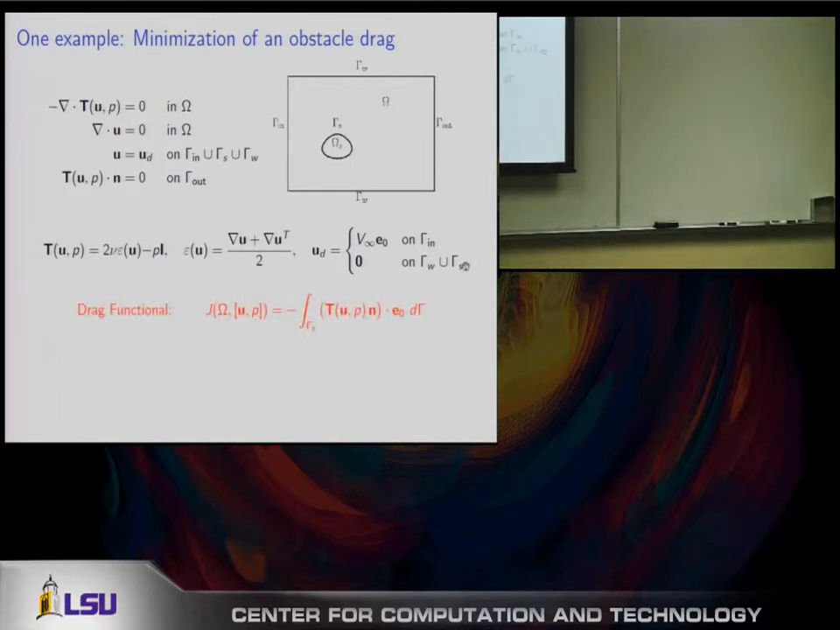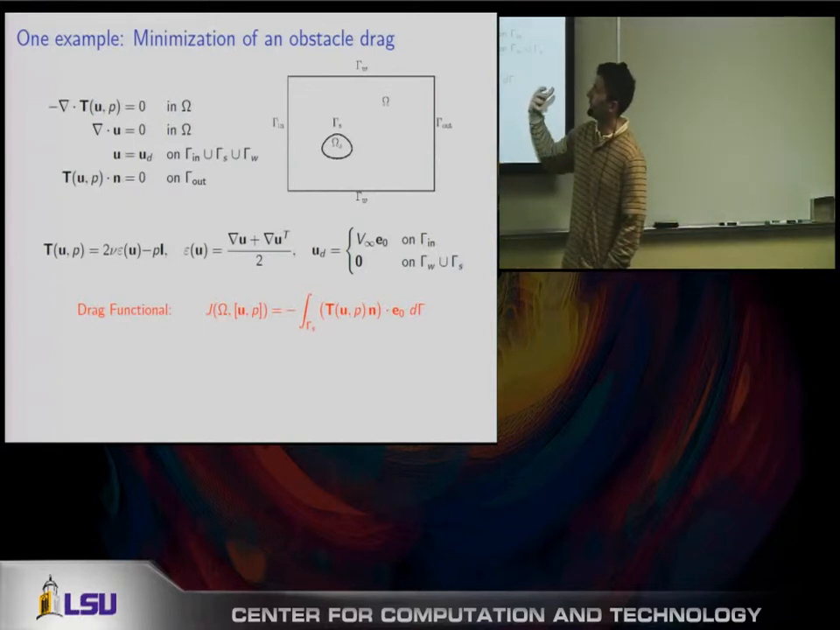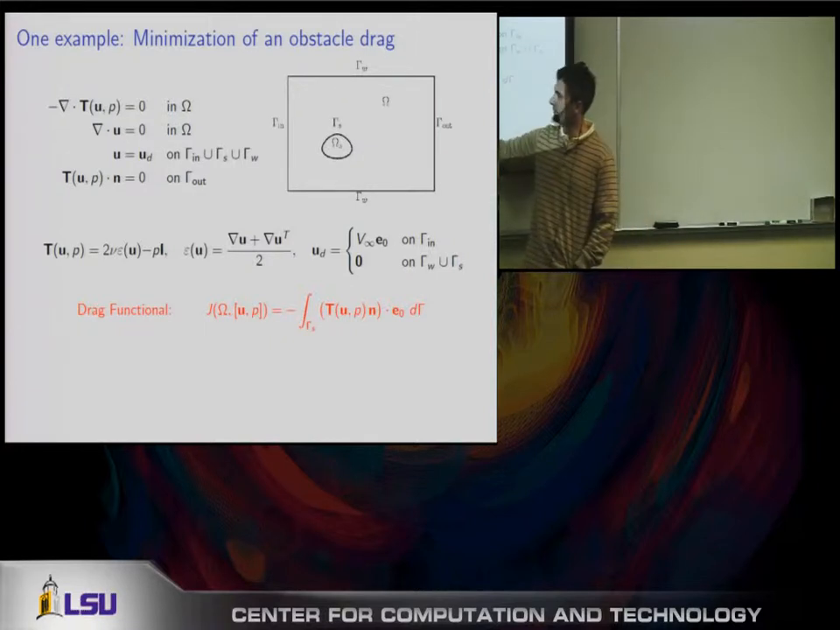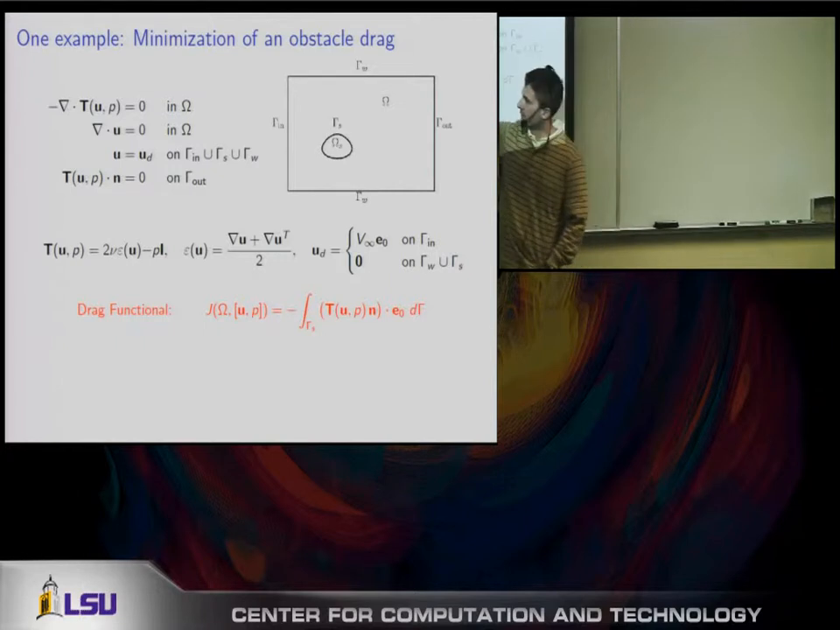And what we want to take into account is the drag functional. And the drag functional is defined as the force that the fluid exerts on the boundary in the horizontal direction. So this is the horizontal direction. This is the force the fluid exerts on the object, or the opposite force. And this is the shape functional.